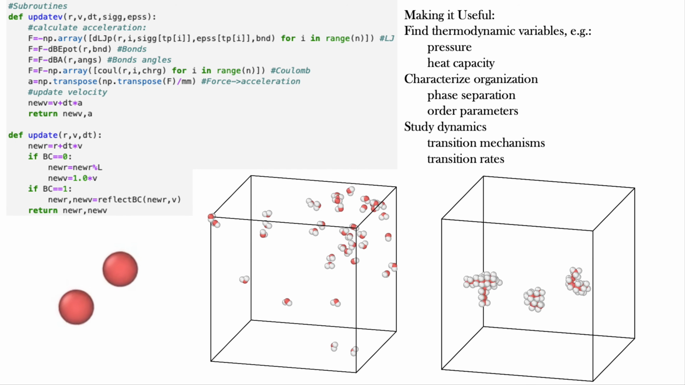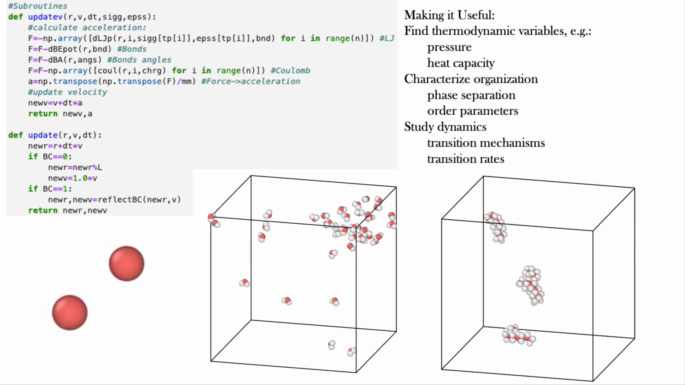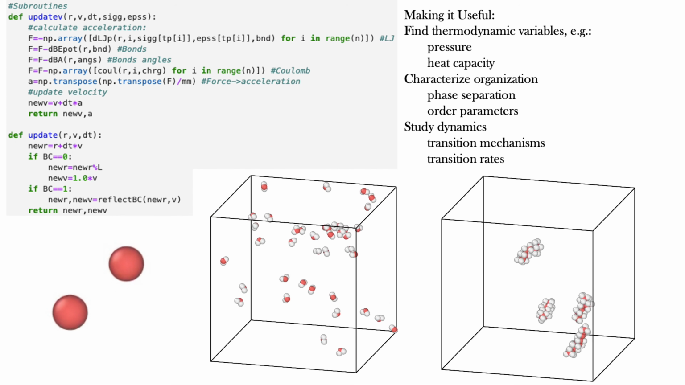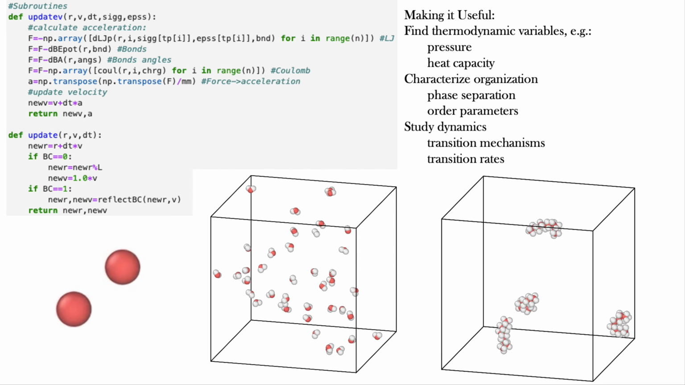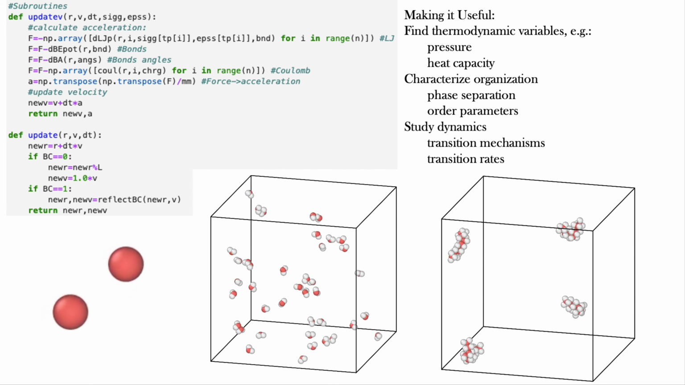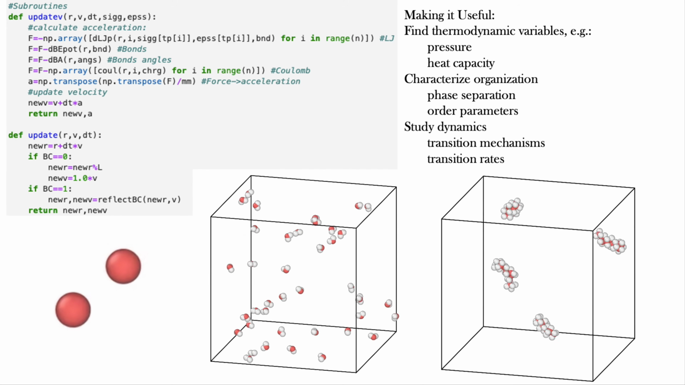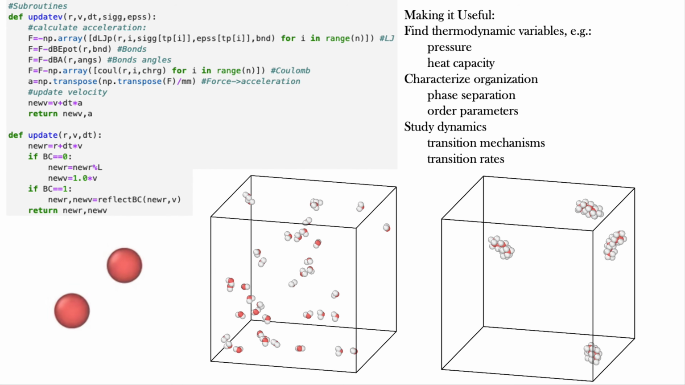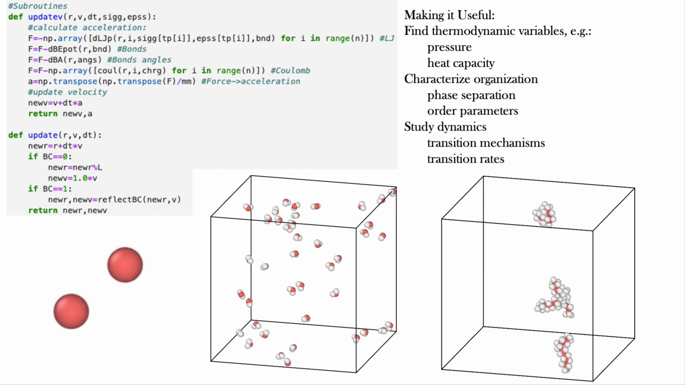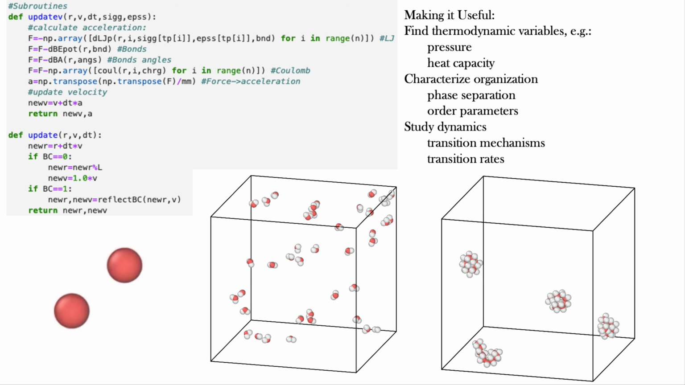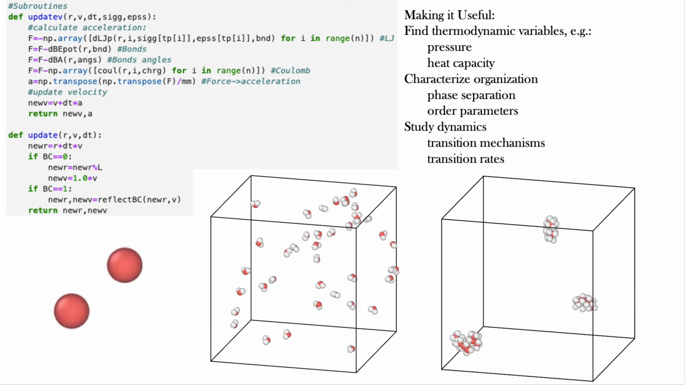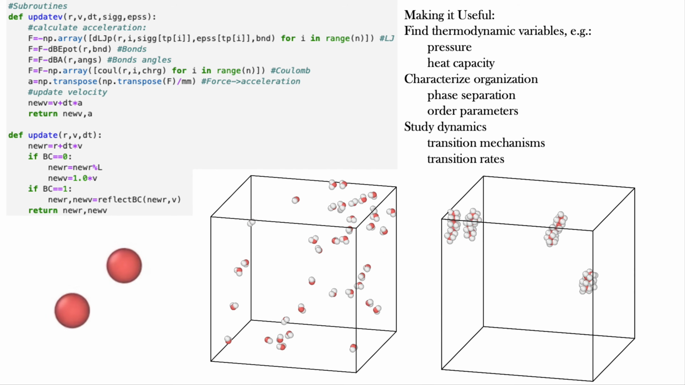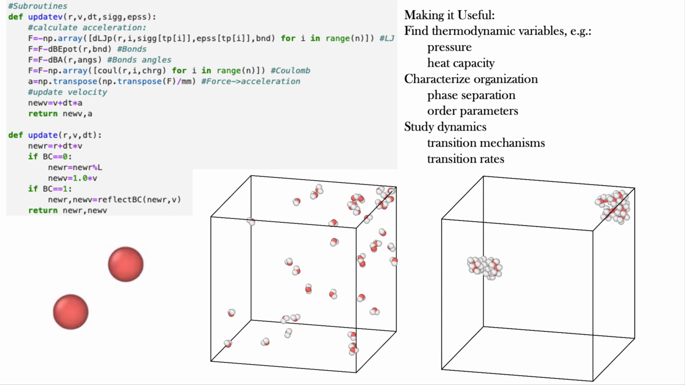These videos are pretty to look at, but if you want a simulation to be useful, you have to extract useful information from it. You'll want to get thermodynamic variables, things like pressure or heat capacity. You may want to characterize the organization of particles, maybe study phase segregation in different types of molecules, like water mixed with alkanes. If you want to study phase transitions, you'll need order parameters. Further, with molecular dynamics, you can study transitions between phases, so you'll need ways to characterize the transition rates and mechanisms. These are just a few examples of quantities you can study, and what you'll need depends on the problem you're interested in.